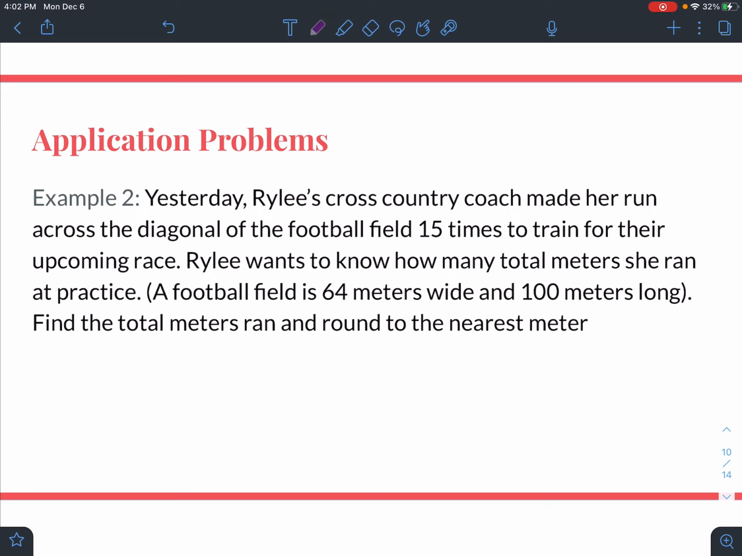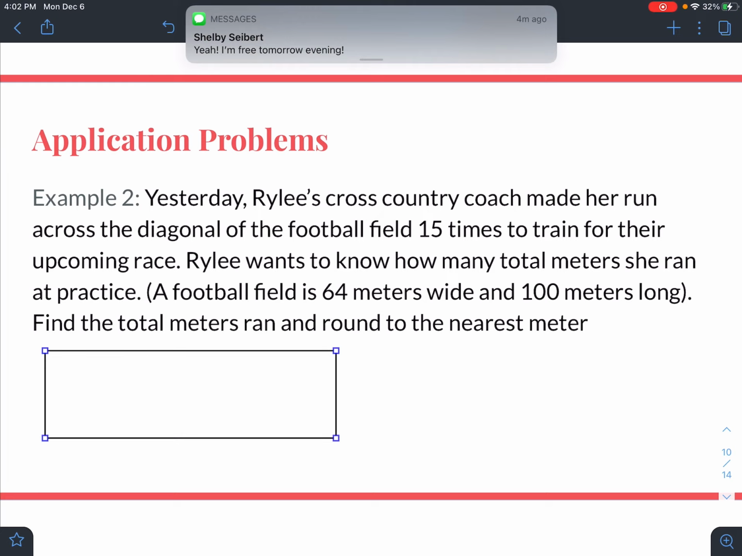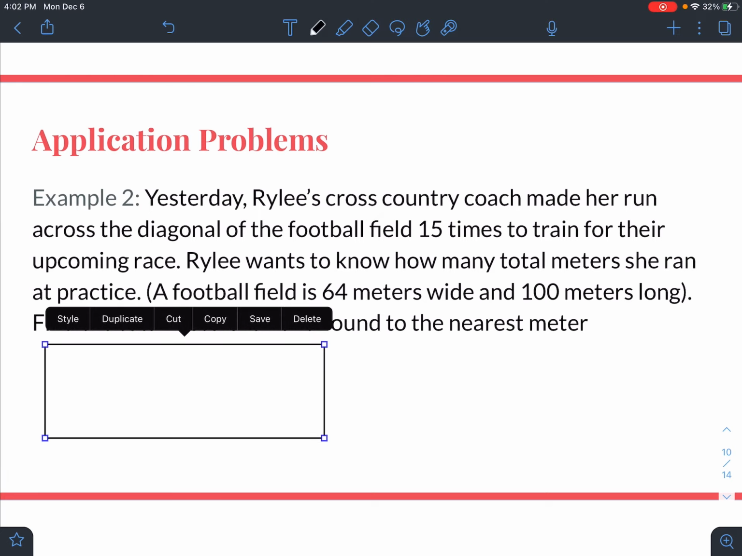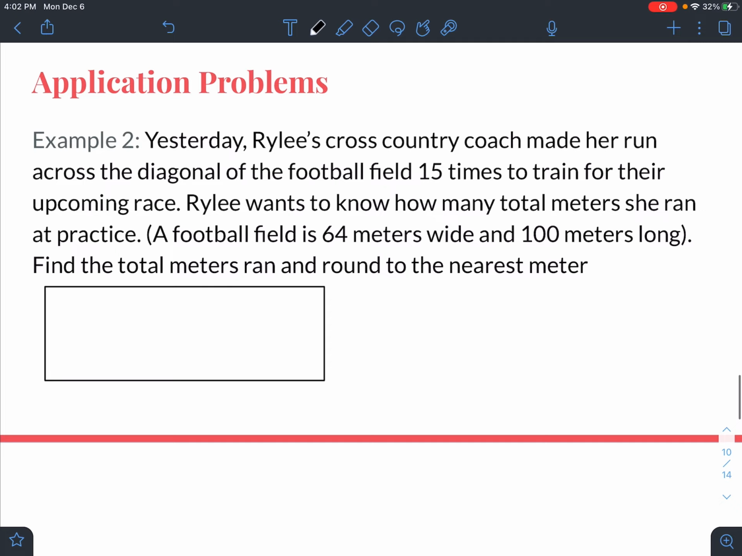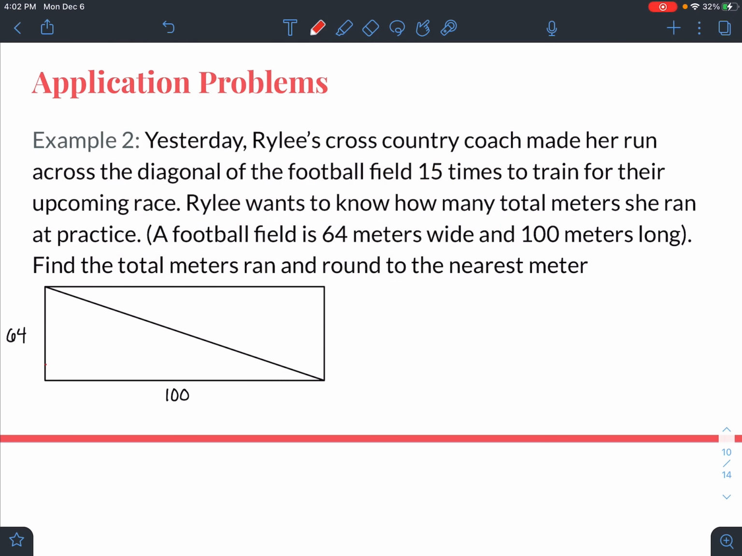Okay, so first things first, let's draw a picture. I'm going to draw a rectangle because that's what a football field will look like. This will be 100 meters long and 64 meters wide. And Riley ran across the diagonal, so I'm going to draw her path here that she ran. Okay, there we go. Now, this is a right triangle.